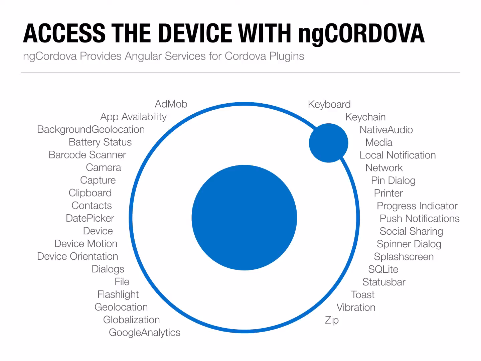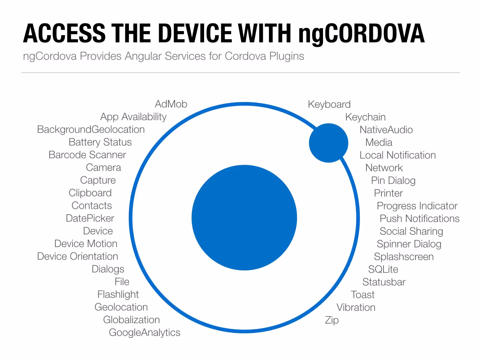Accessing the device hardware and actually even the native software components is really easy to do with a companion ng-Cordova library. We talked about this a little bit earlier. ng-Cordova takes a lot of great plugins for Cordova and puts an Angular service layer on top.